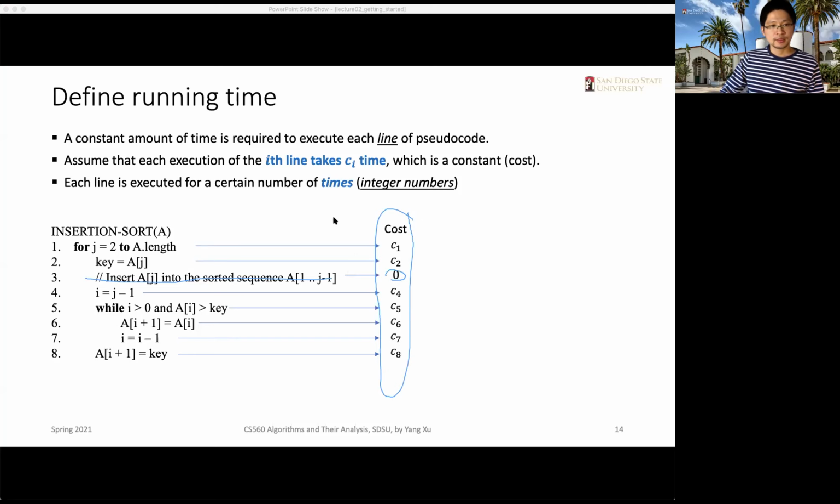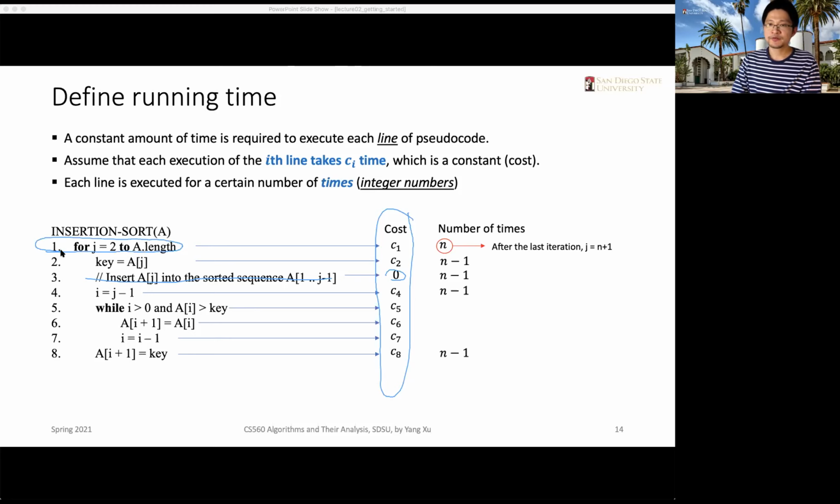So this is the actual cost for executing each line once, which are constants. And the second quantity is how many times each line is executed. So we list the number here. The first line of code is the for loop statement.